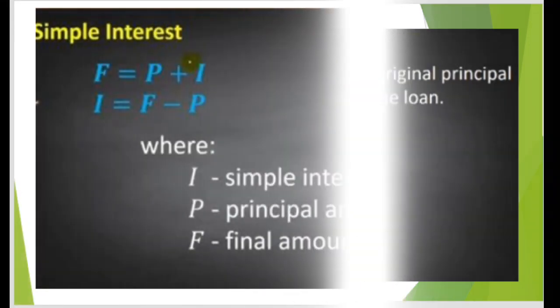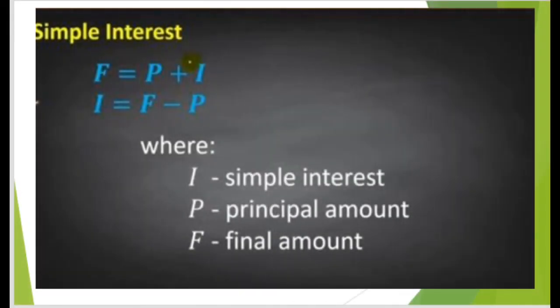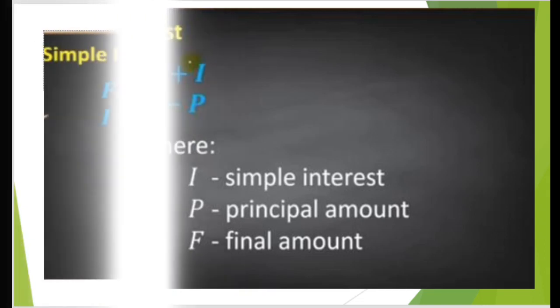Now, to get the final amount, we just need to add the P, or the principal, plus I, which is the interest. If you're looking for the interest and the final amount and the principal amount are given, you just need to subtract these two values from this formula.